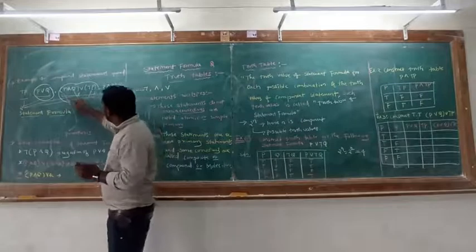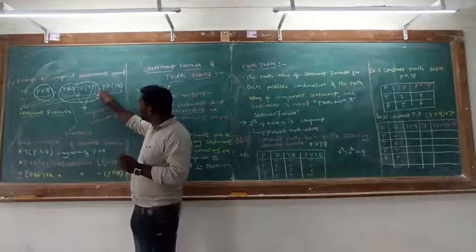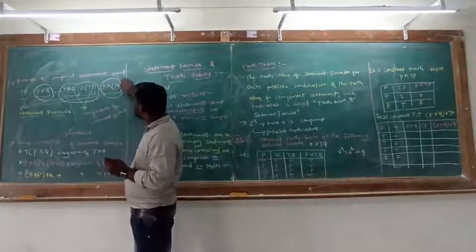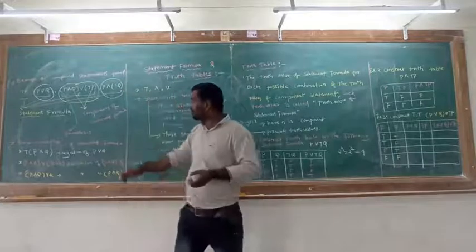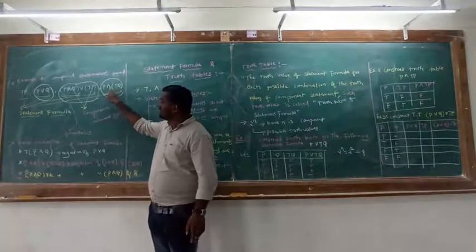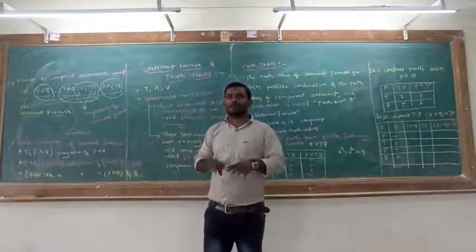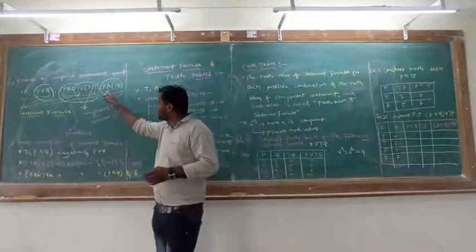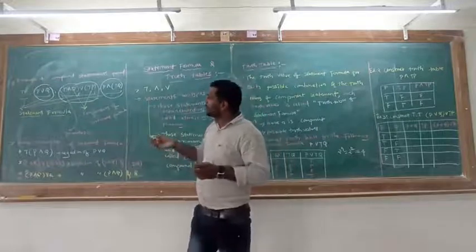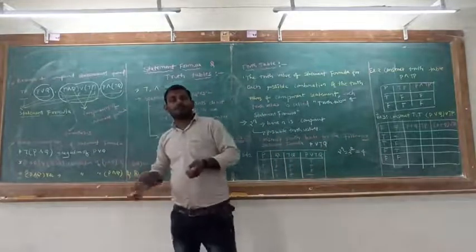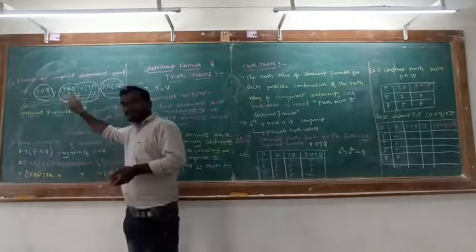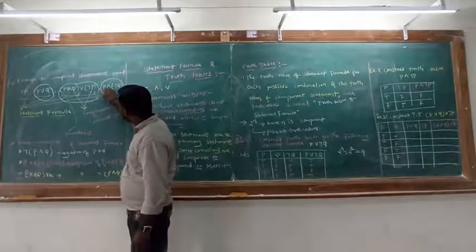And the next one: P conjunction negation Q. This is also a statement formula. We constructed it by using the two primary statements P and Q and some symbols, negation and conjunction. So by using primary statements and some connective symbols, we have constructed an expression, that is, a statement formula. Next, in this statement formula we have the variables P and Q.